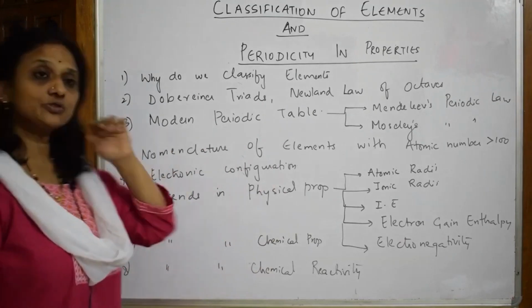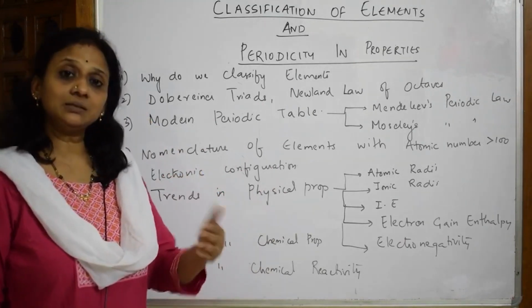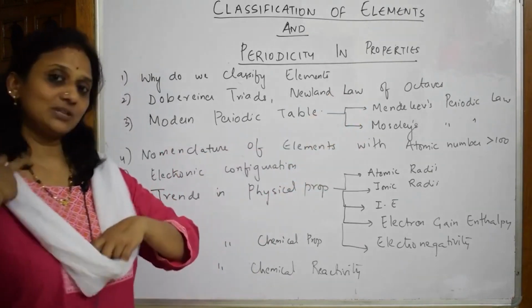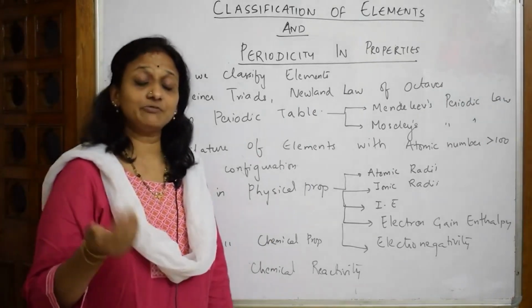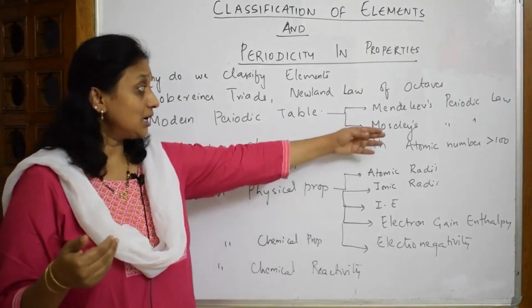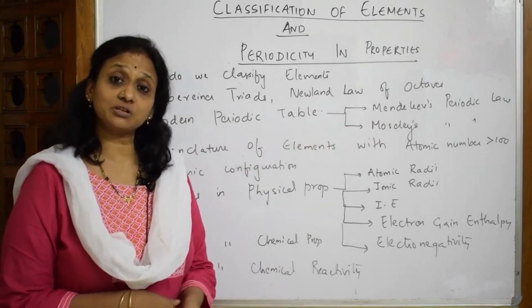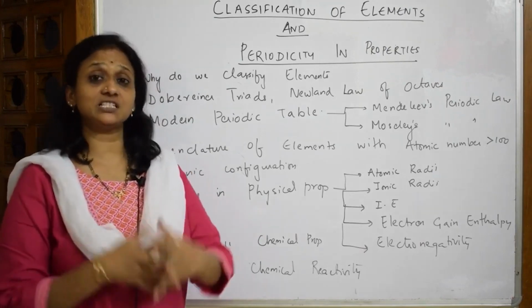What actually are Dobereiner's triads and Newlands' octaves? From there, I'll be taking you into the modern periodic table. In the modern periodic table, we'll be learning what Mendeleev has given, what Mendeleev's postulates are, as well as his assumptions. We will also see what the limitations are. Why did Mendeleev's periodic law fail? Then comes, after Mendeleev, Moseley's periodic law. Moseley's periodic table is the modern periodic table, where I'll be teaching you what periodicity is and what it depends upon.